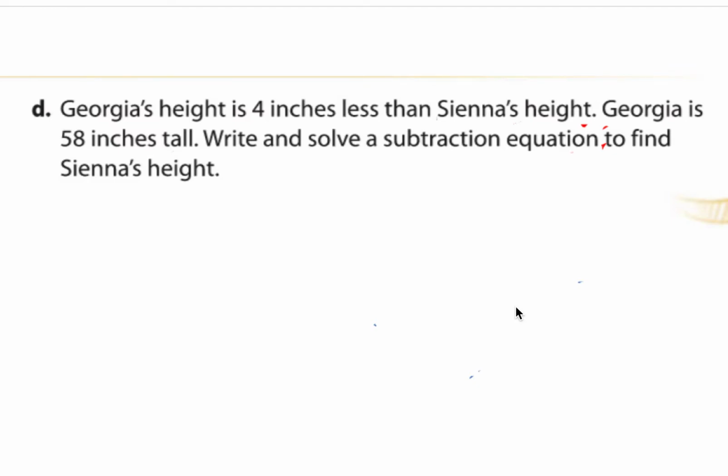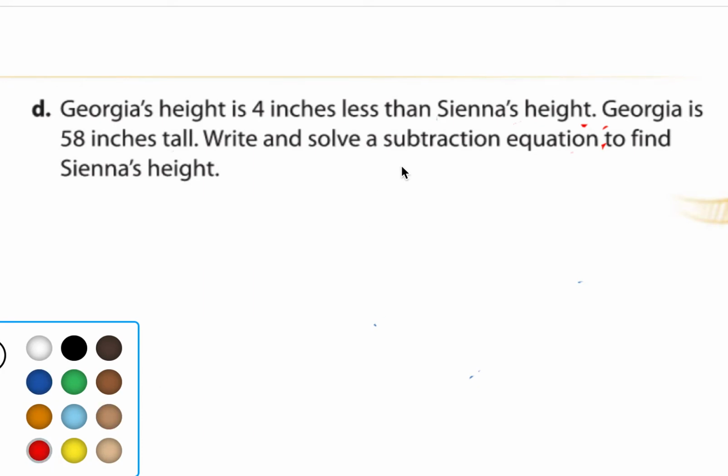Writing a subtraction equation in order to solve for the question. So let's go ahead and start. Georgia's height is 4 inches less than Sienna's height. Georgia is 58 inches tall. Write and solve a subtraction equation to find Sienna's height.